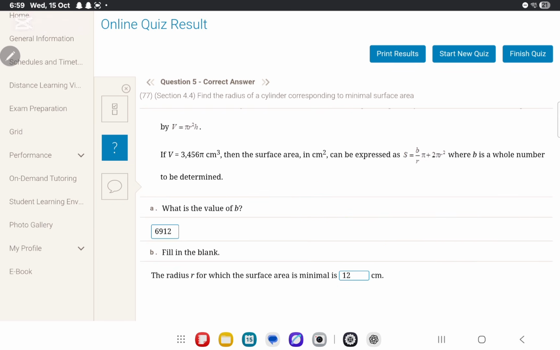Now, why did I find the interval in the previous question? Because it's basically a setup for this question. And I find the surface area for a reason. So, what was S? S was 6912 over r pi plus 2 pi r squared. Right? So, I want the radius for which it is minimal.